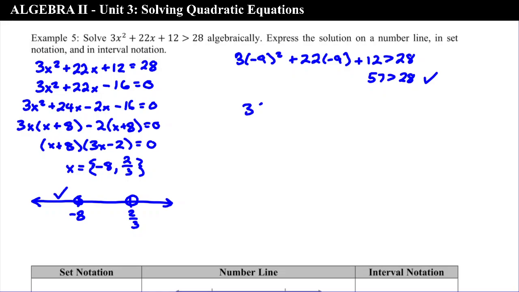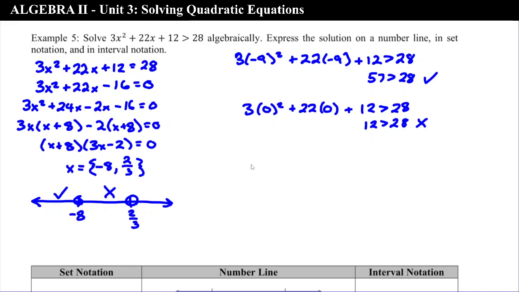Now we'll use 0. 3 times 0 squared plus 22 times 0. All of that's 0 so far. We're just left with 12 is greater than 28. And 12 is greater than 28 is a false statement. So we put an X there.